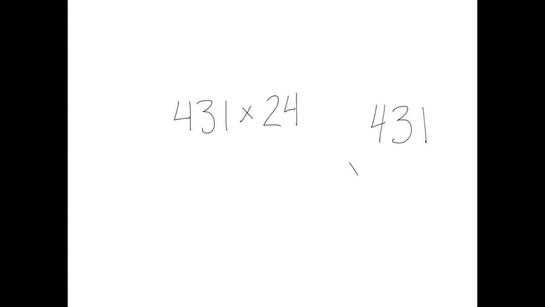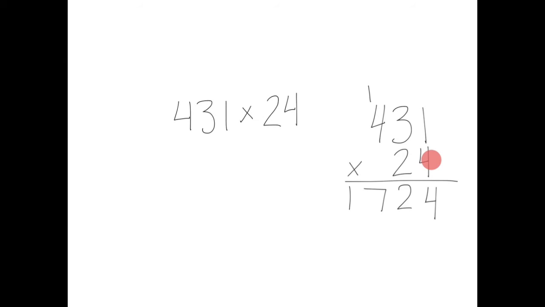431 times 24. Lining up my place values. So first I'm going to start with multiplying my 4 across the top. 4 times 1 is 4. 4 times 3 is 12, carry my 1. 4 times 4 is 16, plus 1 is 17.